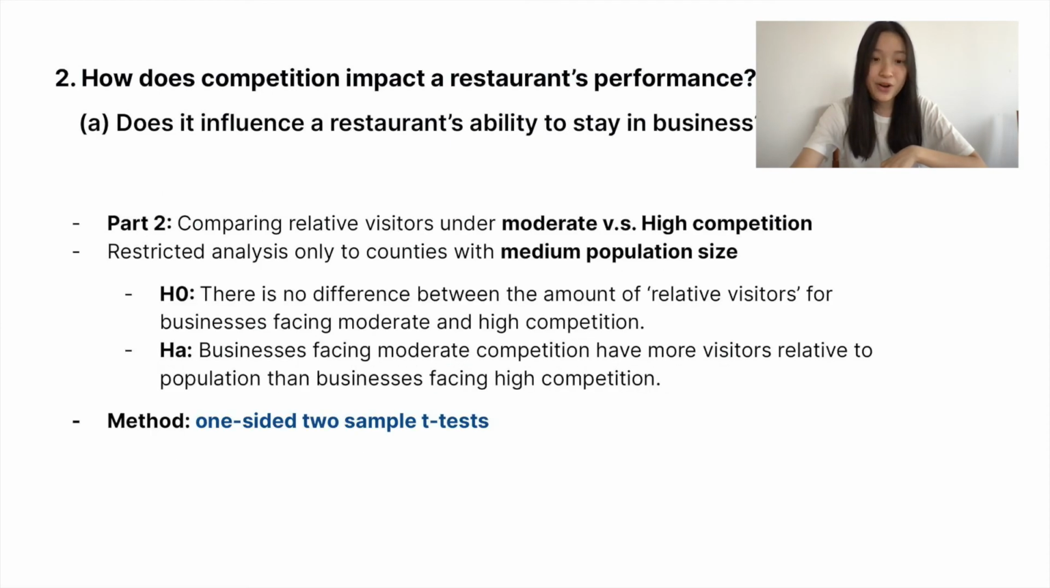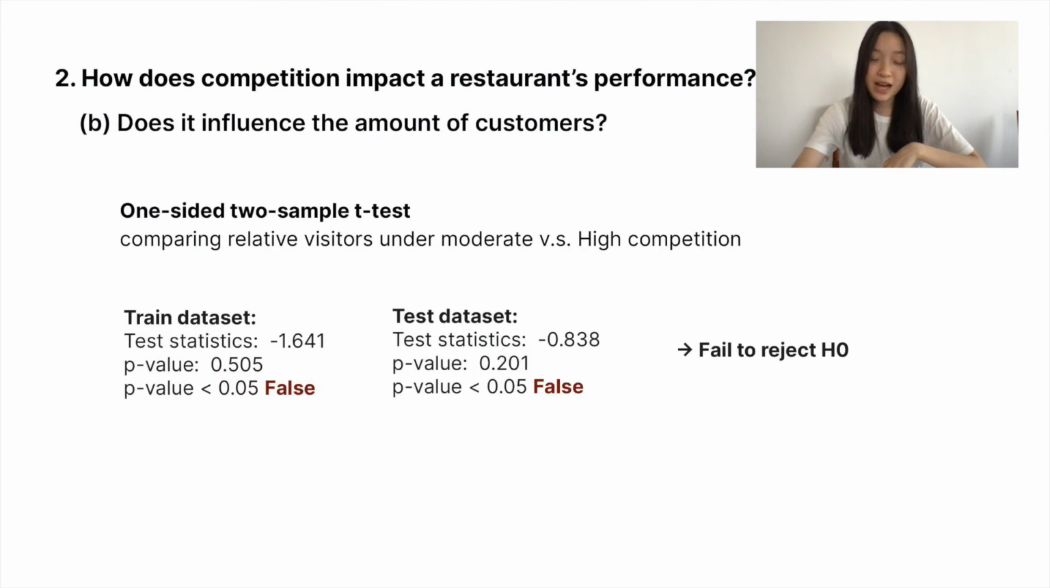For the second part, we compare businesses facing moderate and high competition. Here, we restrict our analysis only to counties of medium population size. We hypothesize that businesses facing moderate competition have more relative visitors than those facing too much competition and use the one-sided two-sample t-test again. Here, we see that although the p-values are quite low, especially in a training data set, it's not low enough for us to prove a statistical difference, so we cannot really conclude that too much competition is harmful, although that's our natural intuition.